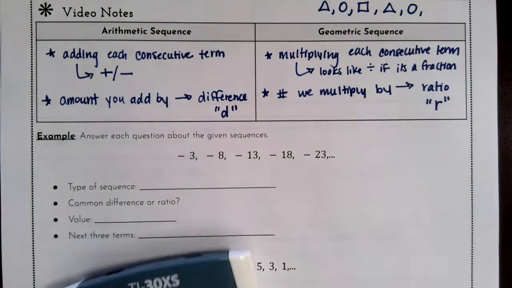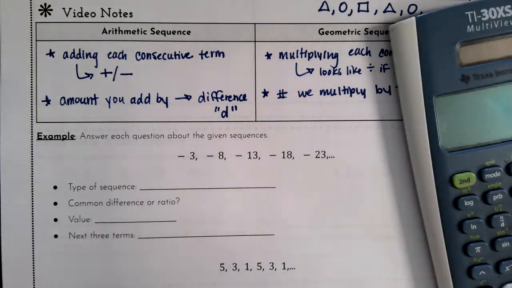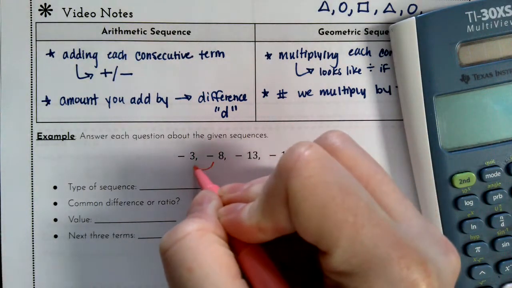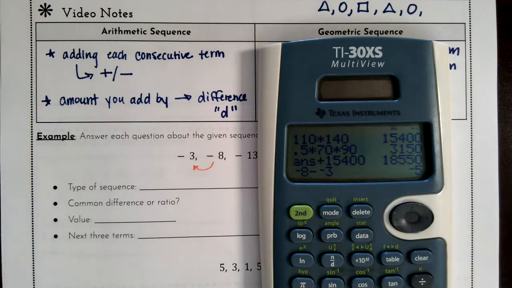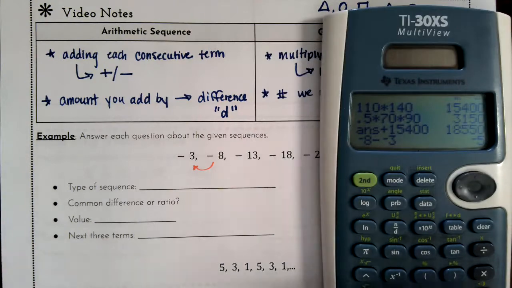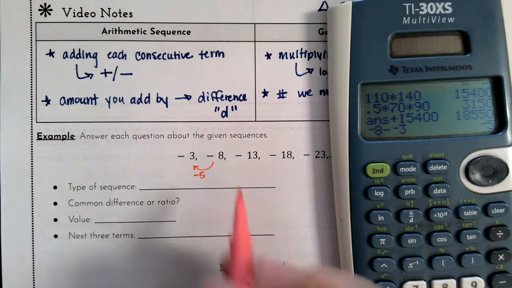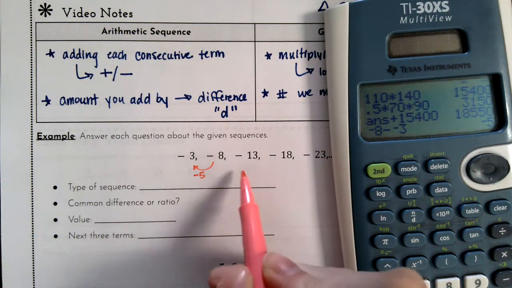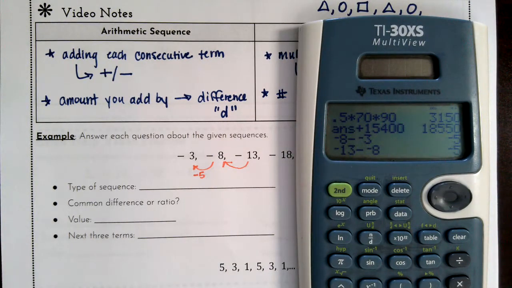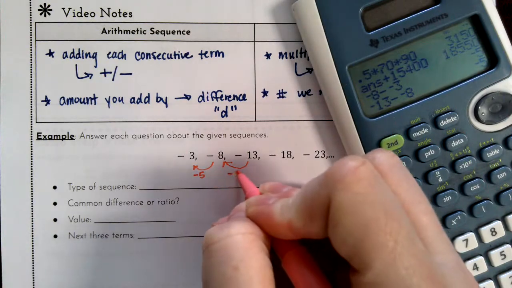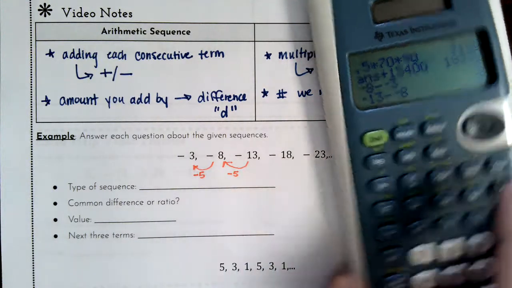To see if it's arithmetic, I want to make sure that I'm adding by the same amount every time. So what I do is the second minus the first. So -8 minus -3 gives me -5. What it's saying is that I'm adding -5 to get from here to here. And it has to be the same on every single term to be real. So I'm going to do it for this one. -13 minus -8 is also -5. That's a good sign that these match. That's making me think that it is arithmetic because we're adding -5 each time.